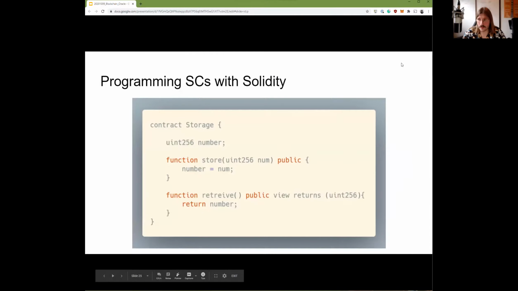And this is a source code example of how a smart contract looks. It looks surprisingly similar to a class in Java, I would say. And in a nutshell it's very similar in a lot of concepts. So instead of a class, you have here a contract. Okay, this is a storage contract, and it can also have something like a constructor. We don't see it here, but it can have one. So it has a state variable, this is a number field, and it can have functions to act upon the state.